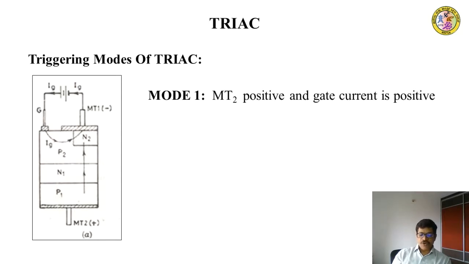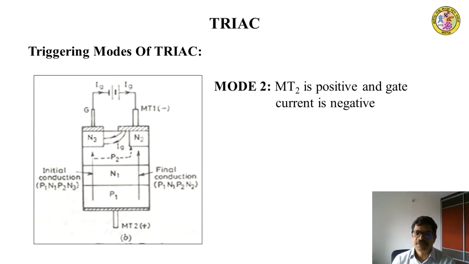Triac in this mode operates in the first quadrant of the VI characteristics. The device in this mode is more sensitive, and this mode of triggering is recommended for achieving the desired conduction in the first quadrant.